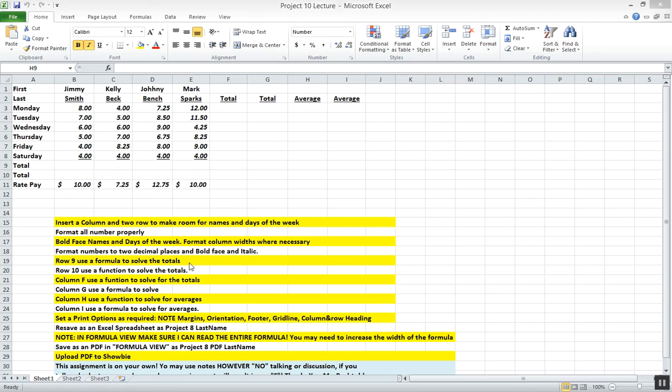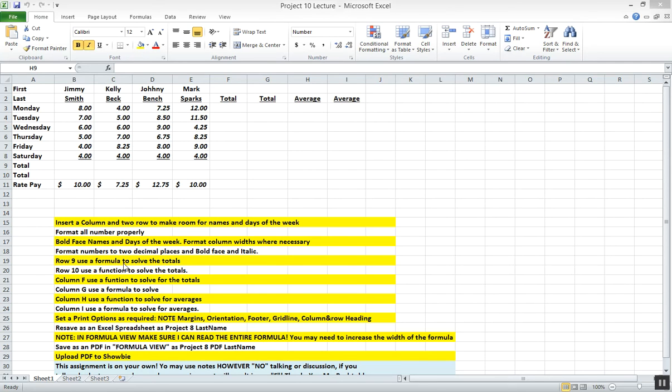If we take a look and follow the instructions, it says insert a column and 2 rows to make room for names and days of the week. Well, we've already added those in this example. It says format all numbers properly, which we have to 2 decimal places. Boldface names and days of the week. Format column widths where necessary, and we have done that. Notice we have even centered the names.